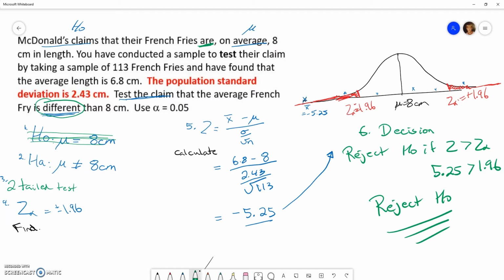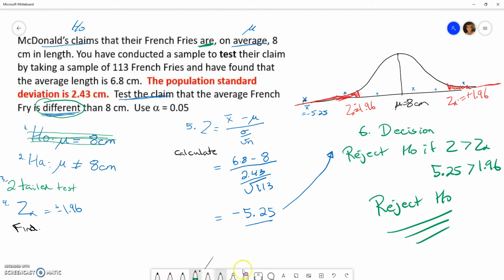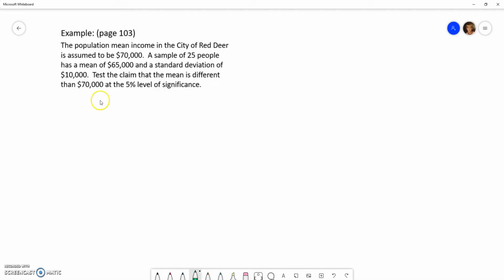So let's go and do that sample question. This is an example on page 103. The population mean income in the city of Red Deer is assumed to be 70,000. A sample of 25 people has a mean of 65,000 and a standard deviation of 10,000. Test the claim that the mean is different than 70,000 at the 5% level of significance.